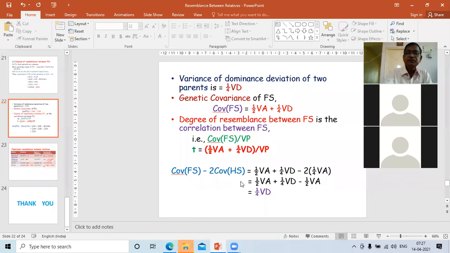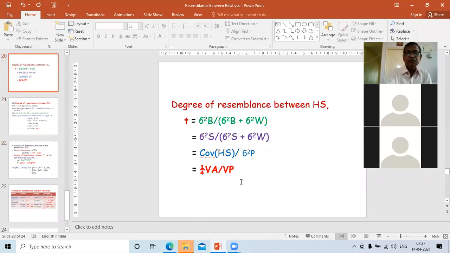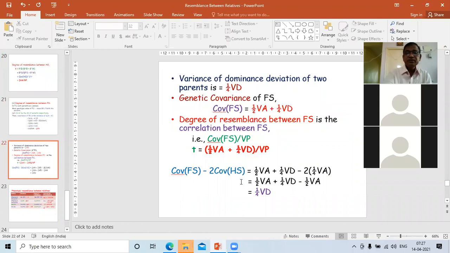Next, the degree of resemblance between full sibs is the correlation between full sibs, that is covariance of full sibs by VP. So interclass correlation T is equal to half VA plus 1/4 VD by VP. You see, in case of the half sibs, the interclass correlation T is equal to 1/4 VA by VP, and there is nothing else along with 1/4 VA. But in case of full sibs, the interclass correlation T is equal to half VA plus 1/4 VD. This is additional. This amount is not being transmitted. But due to the presence of this, the numerator is greater. So as a whole, the heritability will be overestimated.